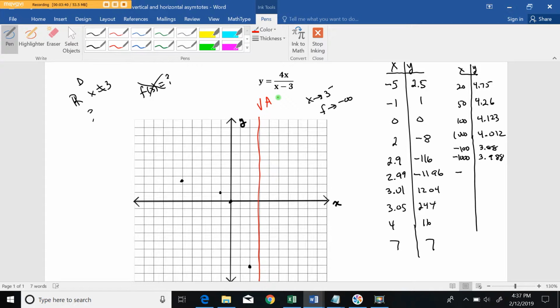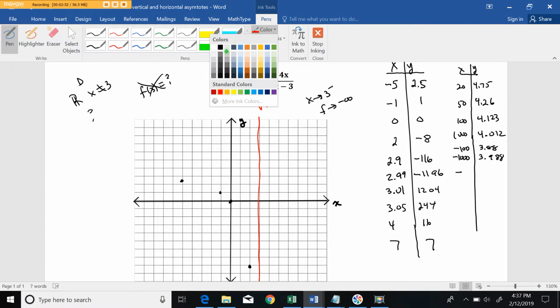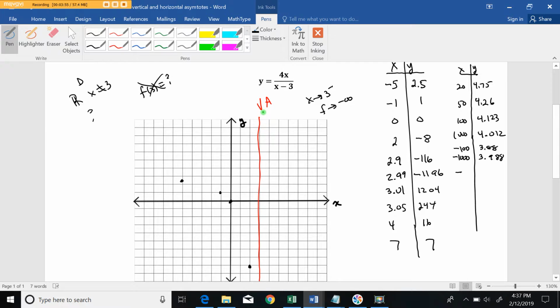All right, let's take a look at what's happening just to the right. If you put 3.01 into the function, that's just a little bit to the right, you get something like 1,200. So that point on the graph is way up here. I can't even get this on my graph. If you put 4 in, we get 16. I can almost get that one. That's like right here, I'll just put that there. And 7, 7: there's a point on the graph.